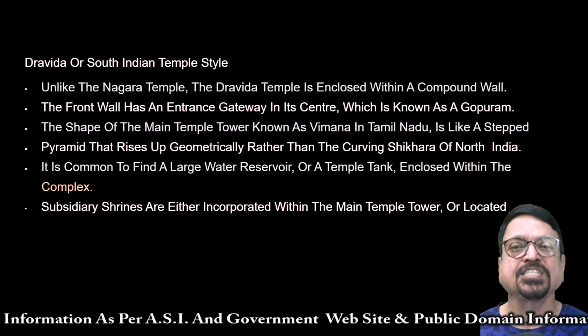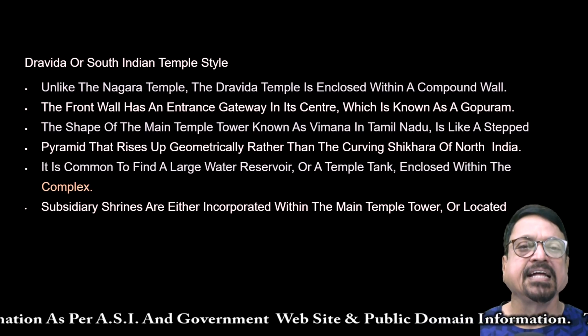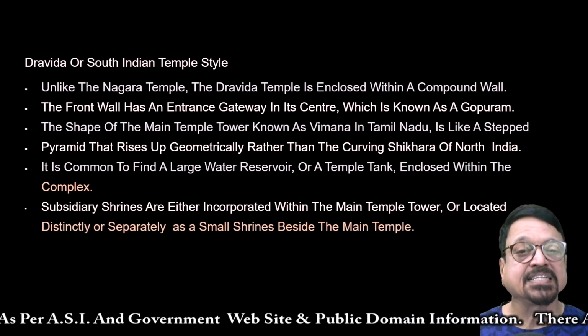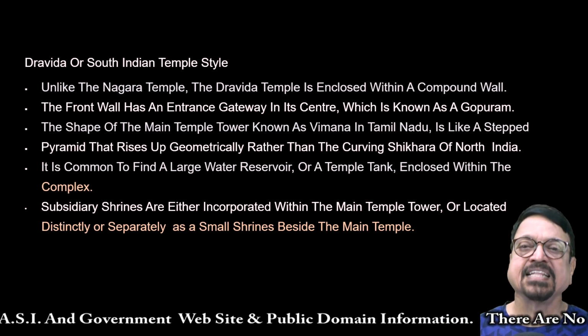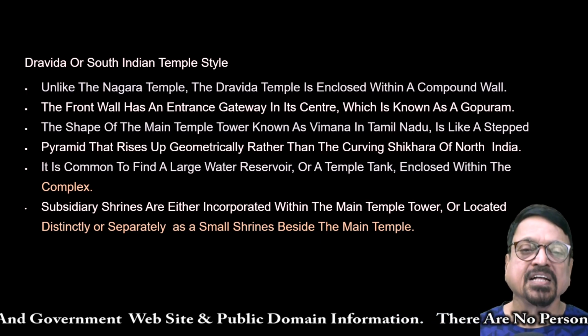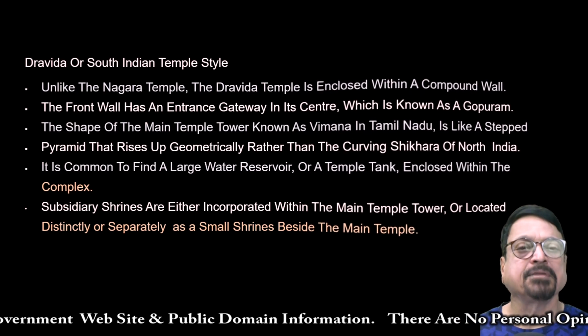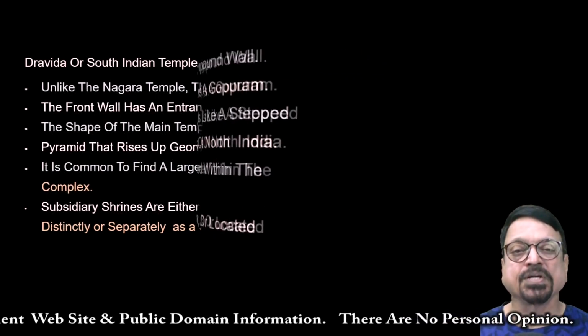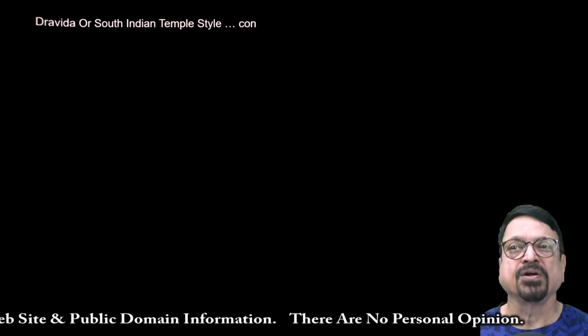Then subsidiary shrines are rather incorporated within the main temple tower and not located separately like in the Nagara style. They are not separate and they are not on a separate mandapam also. So whatever you are seeing is only over the Garbhagriha.